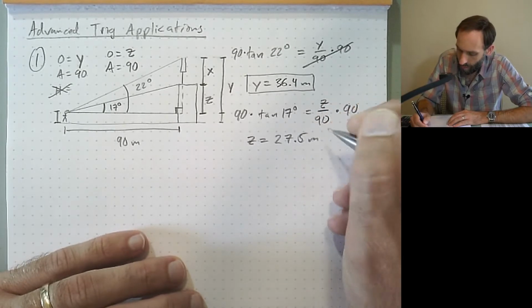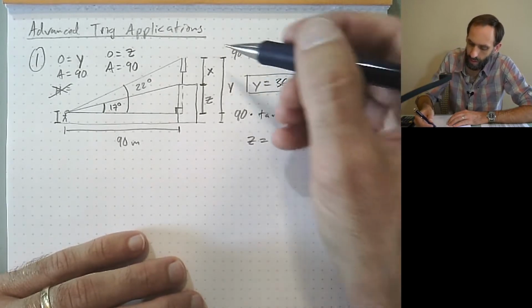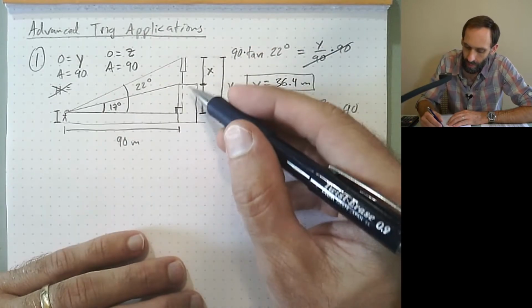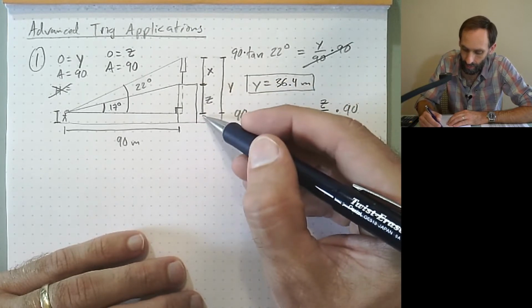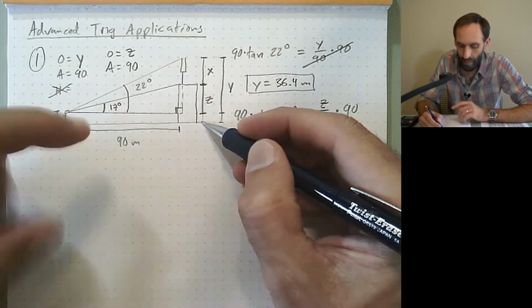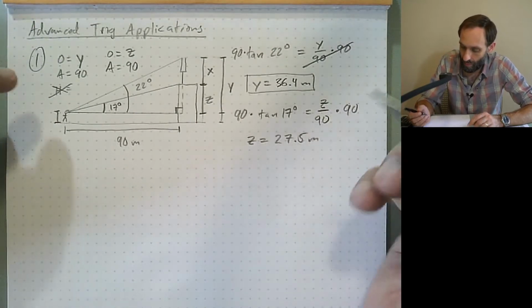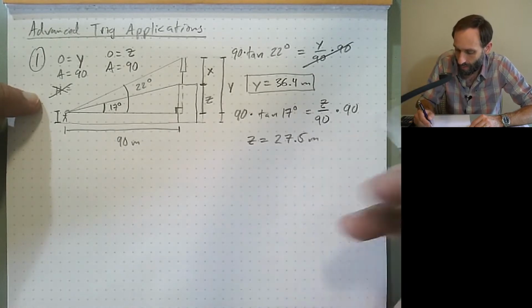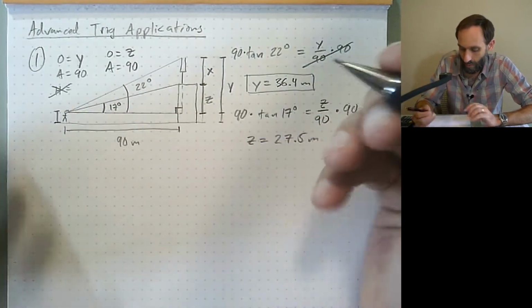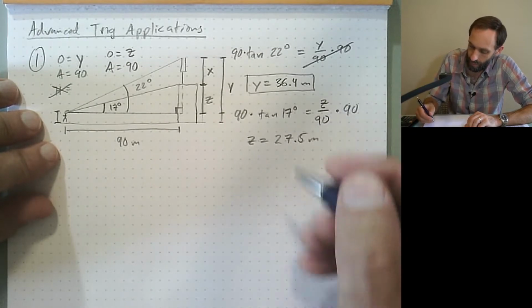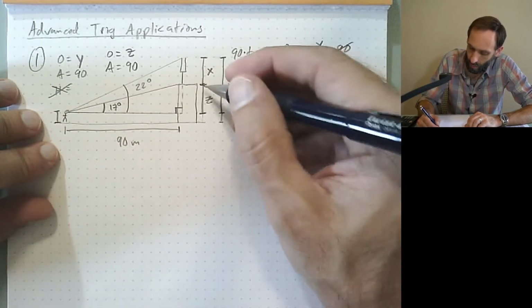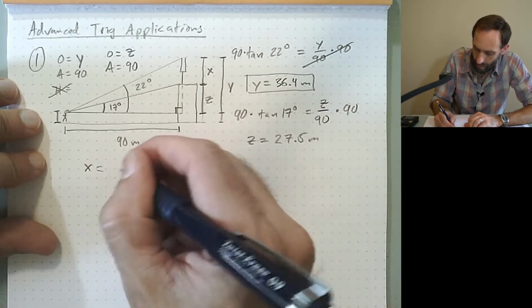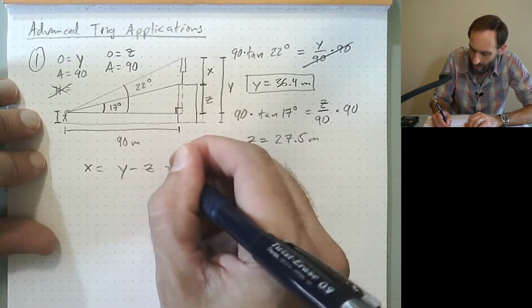27.5 meters. Okay, if we look at the picture here, we can see that this length X is the length Y minus the length Z. Now, by the way, Z is, again, not the height of the building. If we added in the height of the person, if they were 1.5 meters, for example, then we just add 1.5 meters to get 29 meters for the building. But we don't actually need to worry about that. All we need to do here is take this length here, Y, and subtract Z. So X is equal to, based on the diagram, Y minus Z.